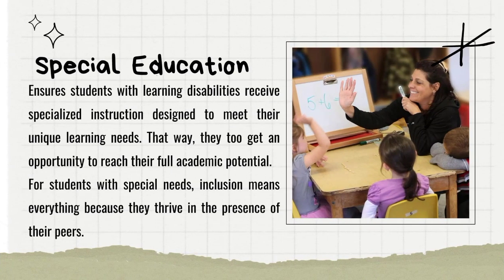So, we have special education to ensure students with learning disabilities receive specialized instruction designed to meet their unique learning needs. That way, they too get an opportunity to reach their full academic potential. For students with special needs, inclusion means everything because they thrive in the presence of their peers. Special education is an intentional intervention designed to mitigate the challenges that keep students with learning disabilities from understanding concepts.